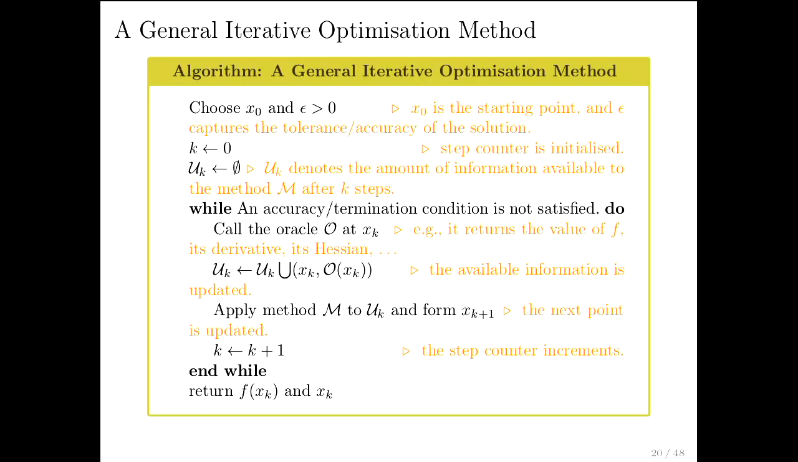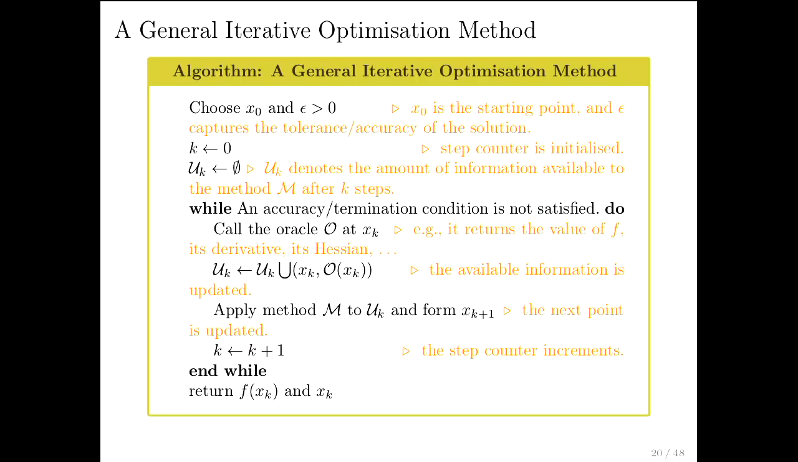Can someone tell me from this, when we are designing a method to solve an optimization problem, what are the two main elements that we really have to pay attention to when we are designing an algorithm to solve an optimization problem? That's good. Let's assume the solution exists. Yeah.